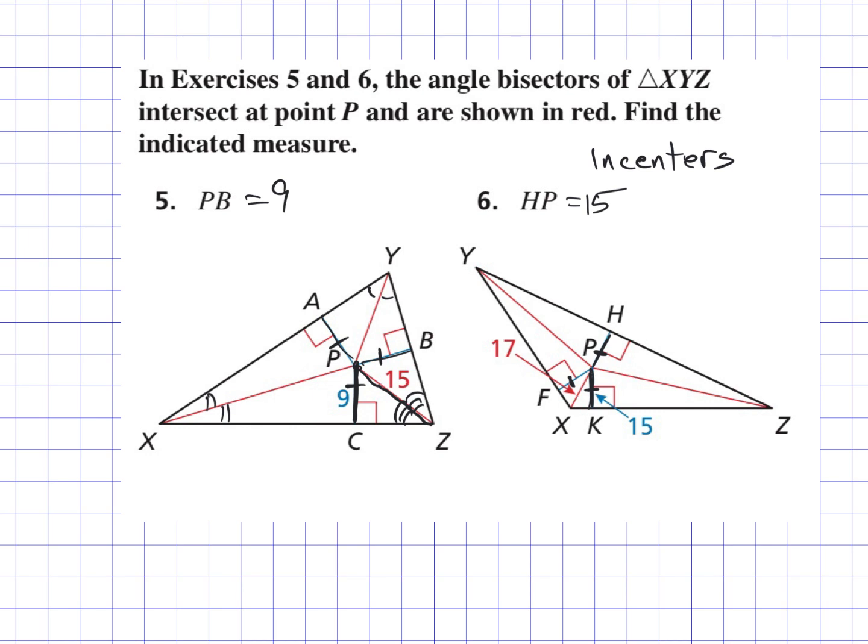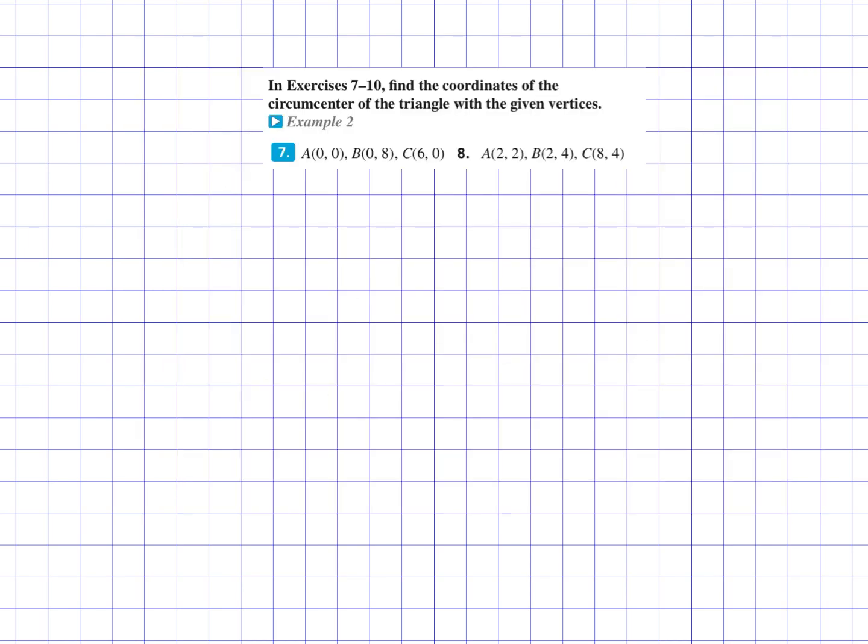All right, number 7. Okay, so now we gotta draw all of these. Okay, so number 7. And do 0, 0 is A. 0, 8 is going to be B. I'm going to go by 2s. 1, 2, 3, 4, 5, 6, 7, 8. And 6, 0. 1, 2, 3, 4, 5, 6 is C.